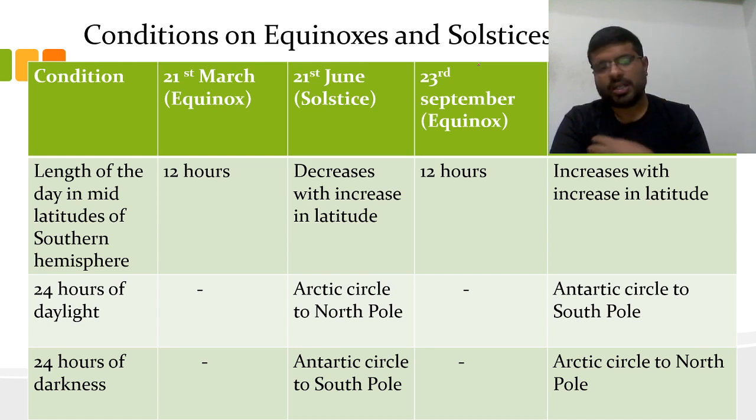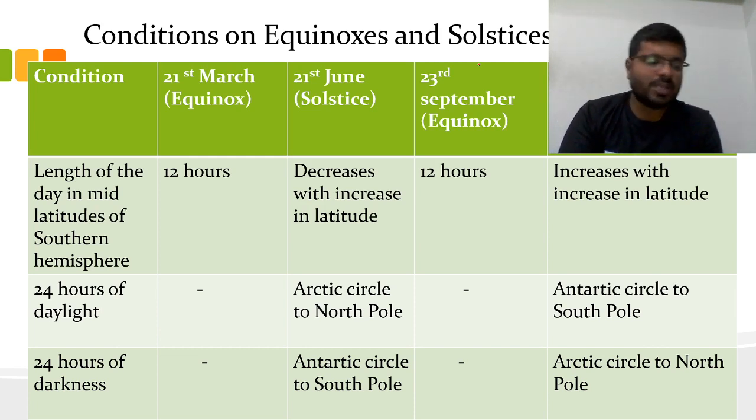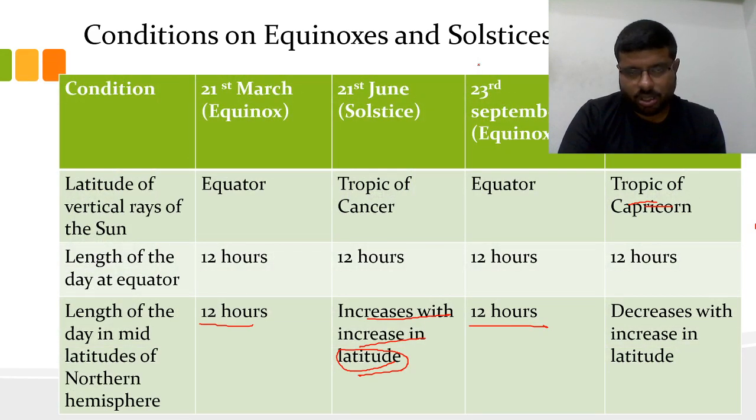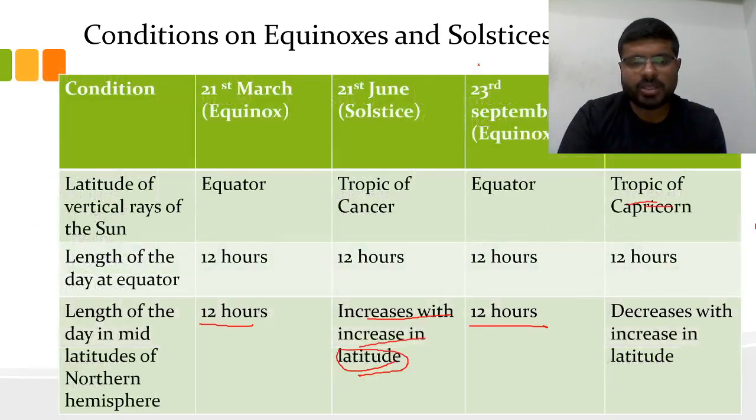On 23rd September, the equinox, there will be 12 hours. Once again, on 22nd December, the solstice, in mid latitude of the southern hemisphere, we are talking about the southern hemisphere, it increases with increase in latitude. You can find the last row here and the first row here are interchanged. Why are they interchanged? Because northern hemisphere and southern hemisphere, and so also the dates, can vary. It is almost similar. So please remember these concepts.